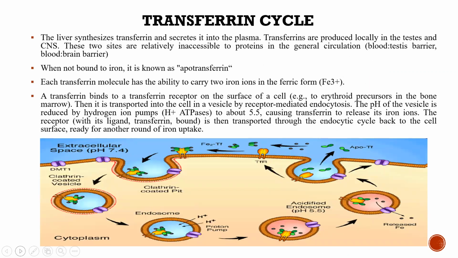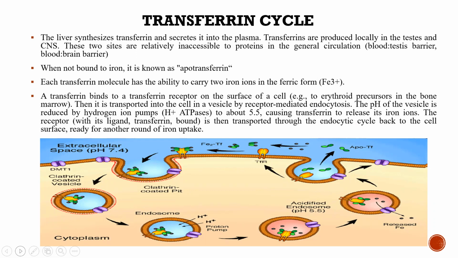The liver synthesizes transferrin, which is secreted to plasma. Transferrin is also produced locally in the testes and certain parts of the nervous system. These two sites are relatively inaccessible to proteins in the general circulation due to the presence of blood-testis and blood-brain barriers. When not bound to iron, it is known as apotransferrin. Each transferrin molecule has the ability to carry two ions in the ferric form.